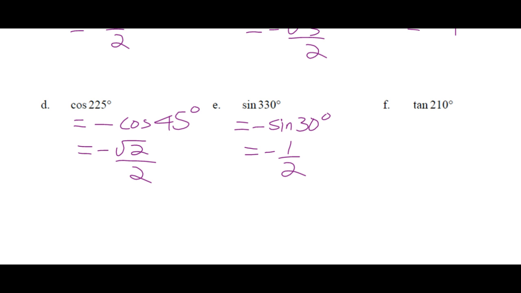And the tan of 210. 210 is quadrant 3. Tangent's positive in quadrant 3. Reference angle for 210 is? So it's the same as the tan of 30 degrees, which is 1 over root 3 or root 3 over 3.